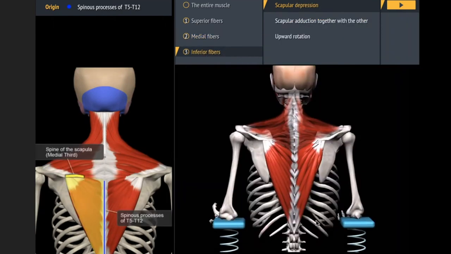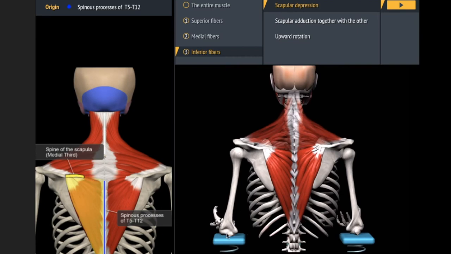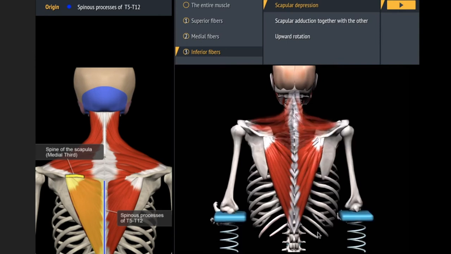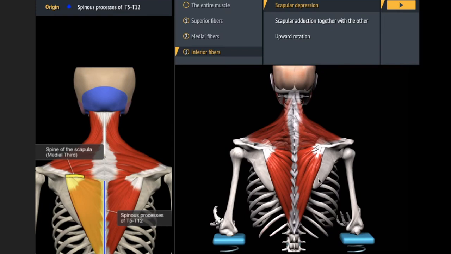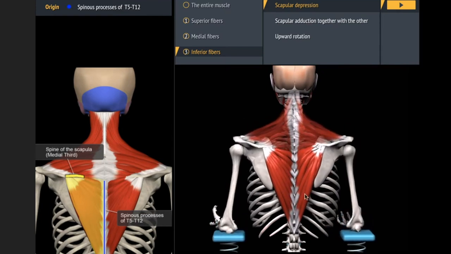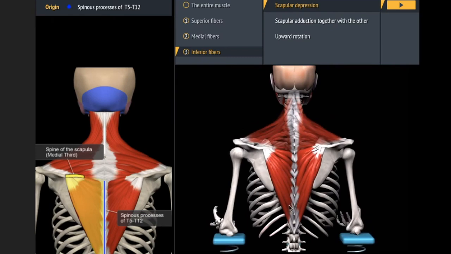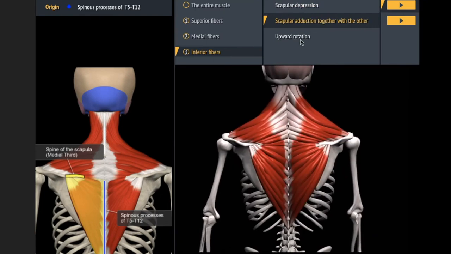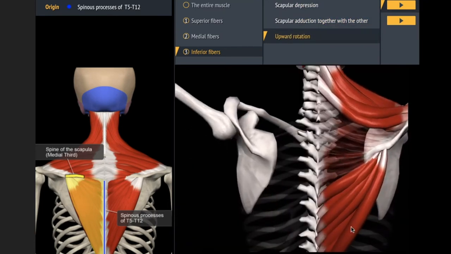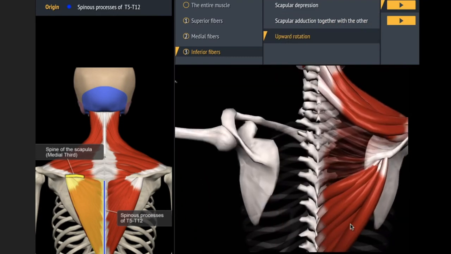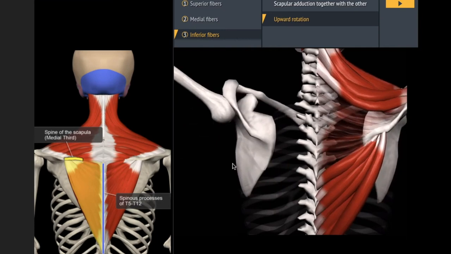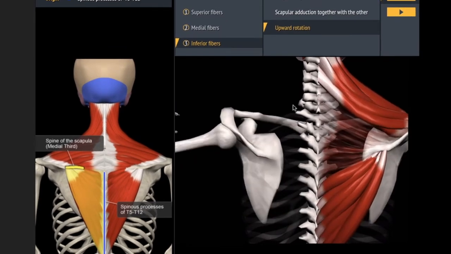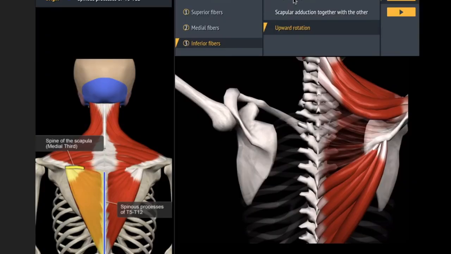All right, inferior fibers are the lower ones. So you can see that there is a spring right here on the base of his elbow on that humerus, and pushing down, depressing those scapulas downward towards the sacrum, and we're moving these down towards that T12 mark. We have scapular adduction, again, shared with all 3. And then we have upward rotation on the inferior fiber. So at any rate, we're going to go with this inferior fiber is really going to be responsible for this movement.